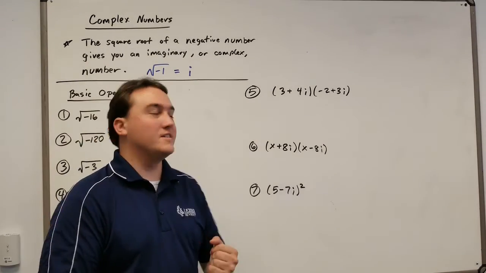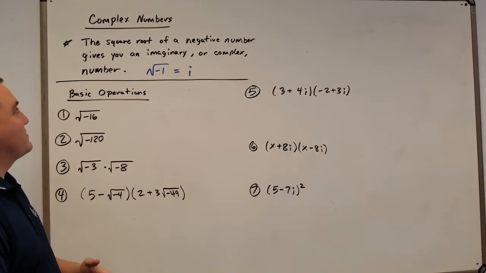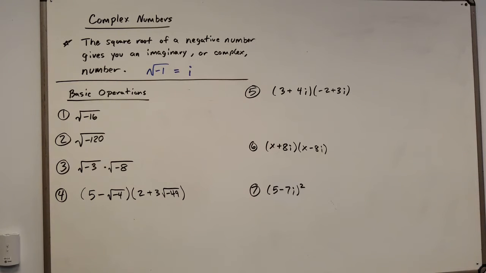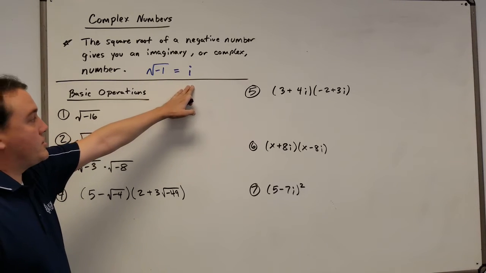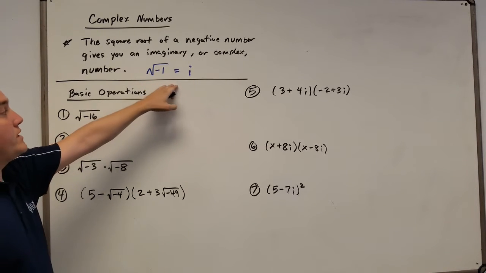Okay, so today I'm going to be talking about complex numbers. The square root of a negative number gives you an imaginary number or a complex number. Here's the definition that we're going to use. The square root of negative 1 equals i.